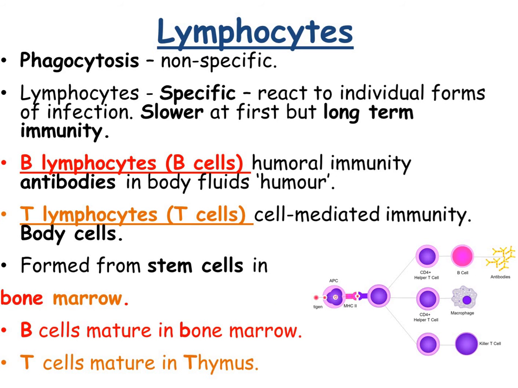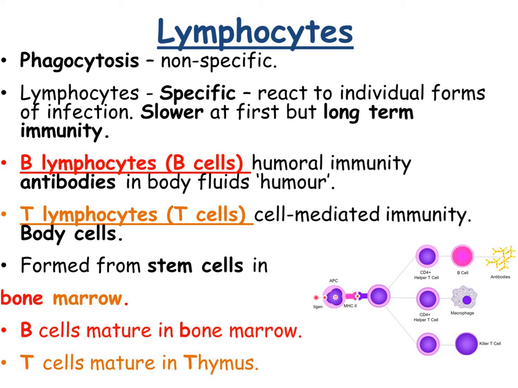just to go through the two types of lymphocytes: we've done non-specific responses like phagocytosis, but lymphocytes are more specific. They're a bit slower to act, but they give much longer-term immunity. The two types are B lymphocytes or B cells, which are to do with humoral immunity, antibodies and body fluids, and T lymphocytes or T cells, which are to do with cell-mediated immunity and body cells.